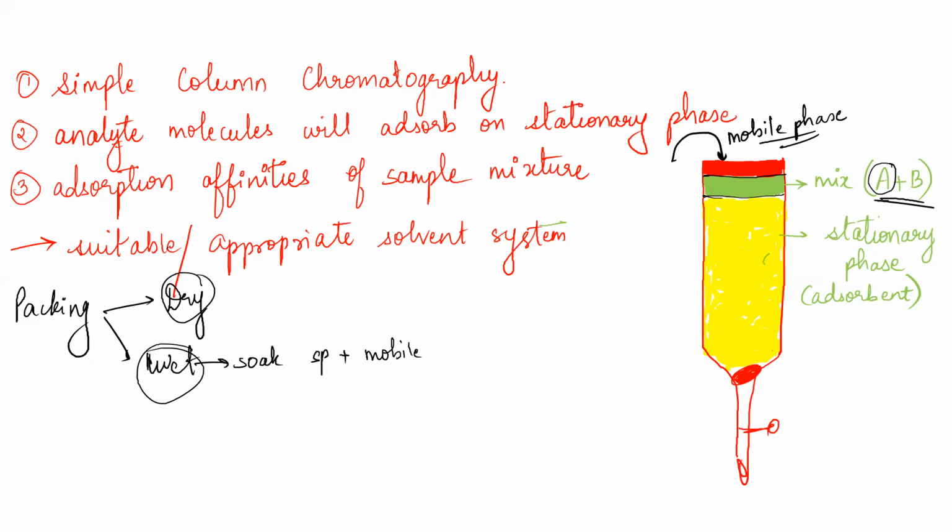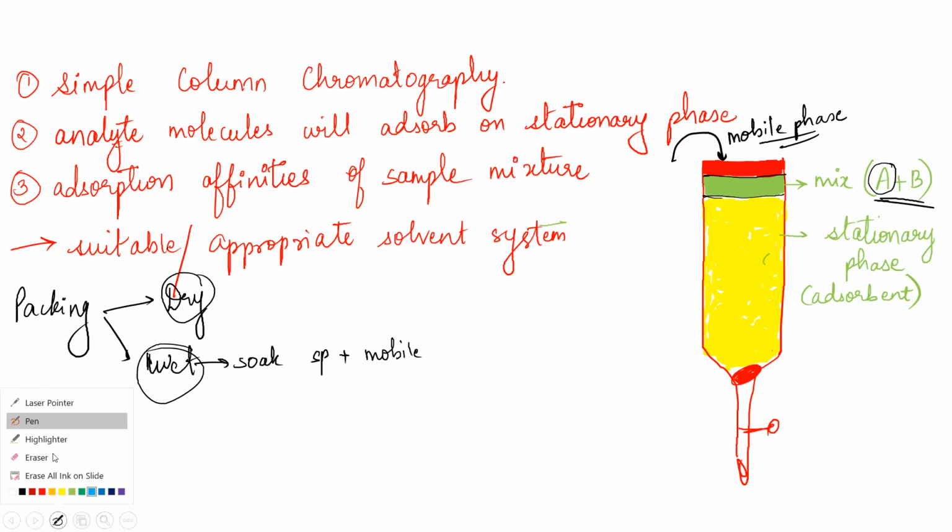Okay, so the substance, the mixture or the analyte which has more affinity for the stationary phase will be slow in movement, and the compound which has affinity with the mobile phase will move fast and reach the end of the column very fast. Okay, so if my mix has separated, suppose, it will move down and A plus B will now split into A and B.